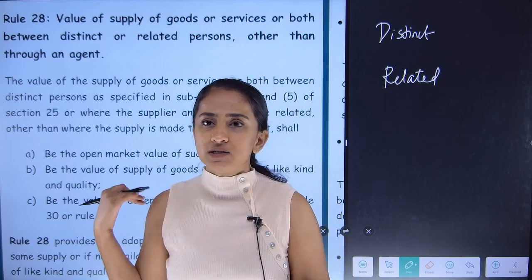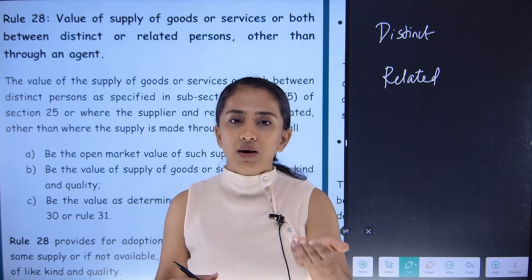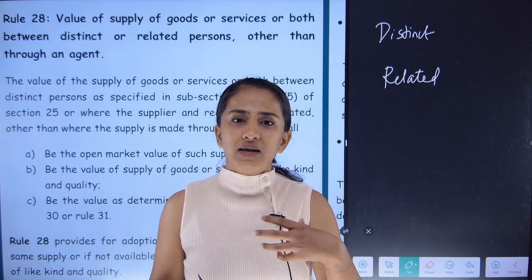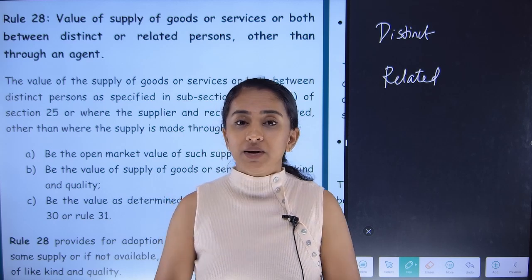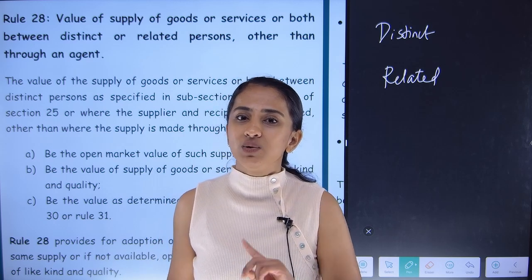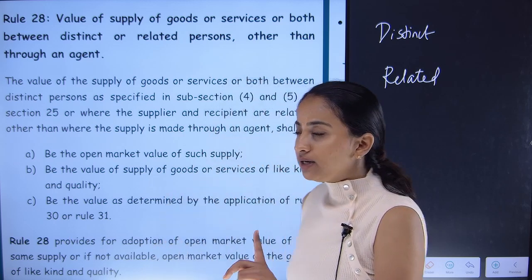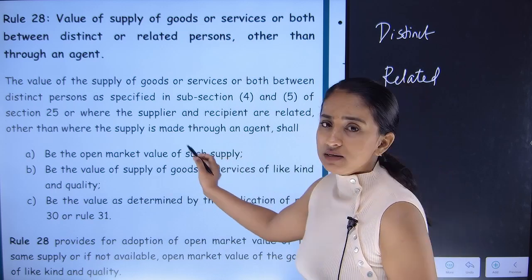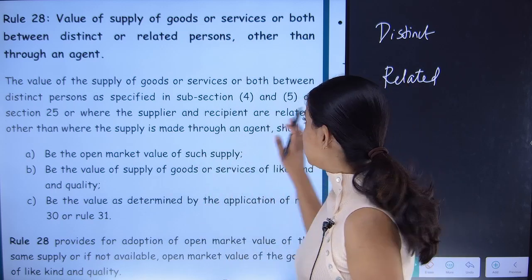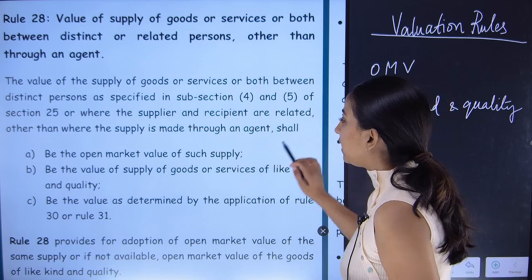See, why is this rule brought about? Because I'm easily able to influence the decision. If you are my brother, I will give you that same product for a way lesser amount, right? I will not charge the entire transaction value, but the state will suffer revenue loss because you are transacting at a lower value. Hence, they are saying, if at all there is a sale between distinct or related persons, first you'll see open market value, and like kind and quality.